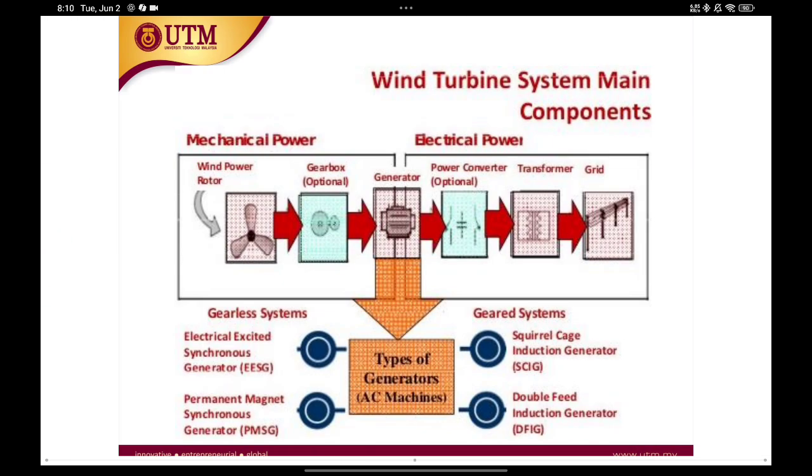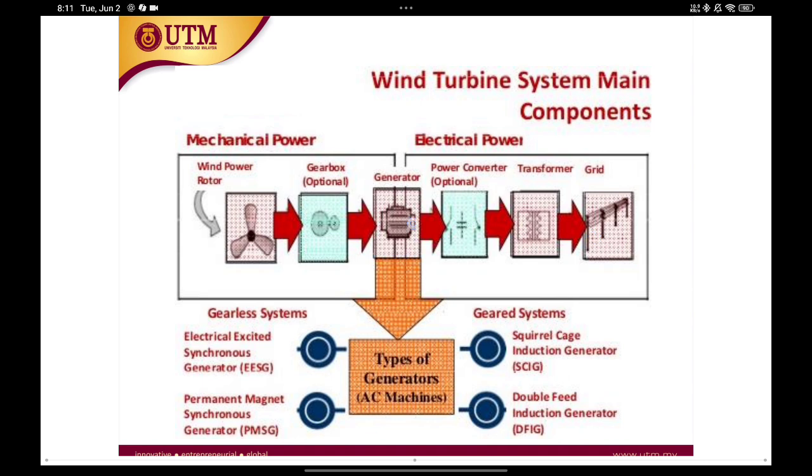So this is the wind turbine. You have a wind rotor here, and then a gearbox. This is optional, depending on the system. Then you have a generator, a power converter, and a transformer, and then to the grid. That is the standard wind turbine.